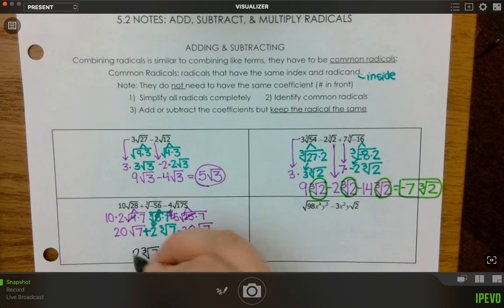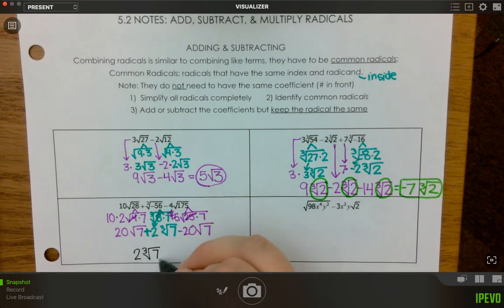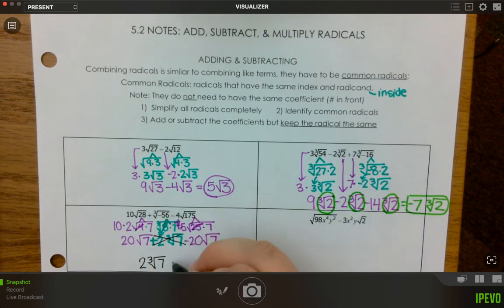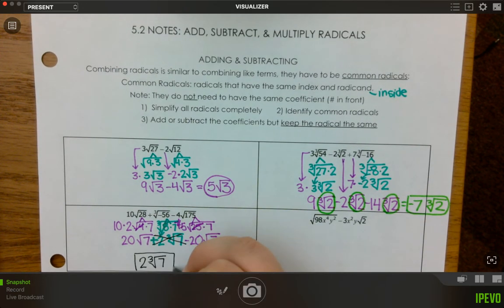None of the other ones have a cube root. So I'm just going to copy it down over here, and I'm going to cross it out because I already dealt with it. These two both have the square root of 7. 20 square roots of 7 minus 20 square roots of 7 is 0. So that's just my answer right there.